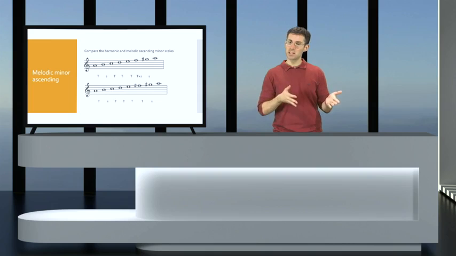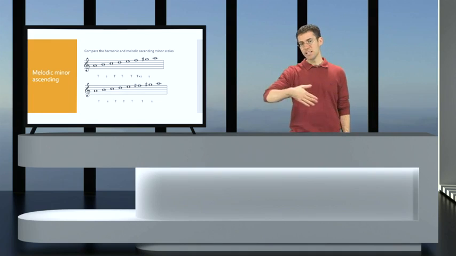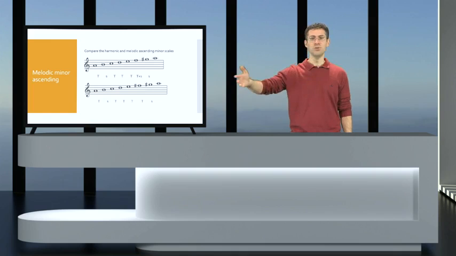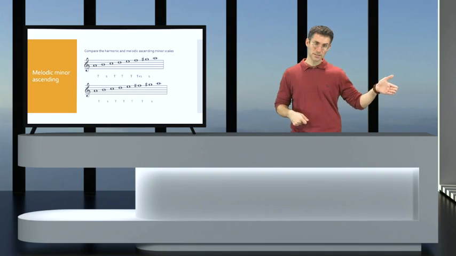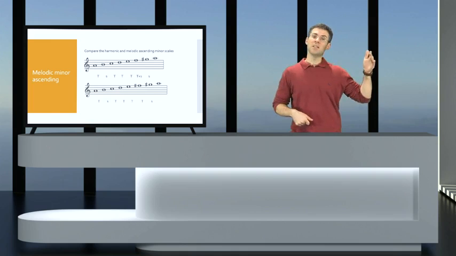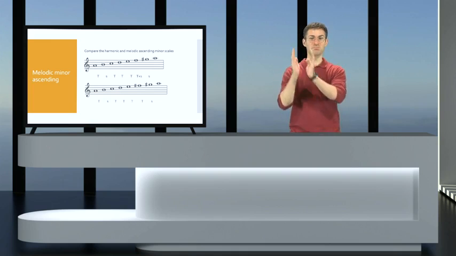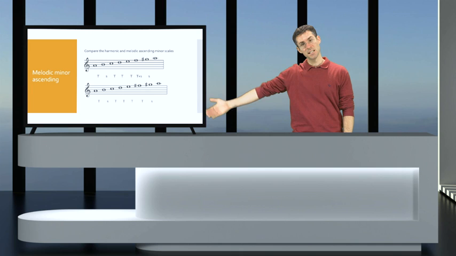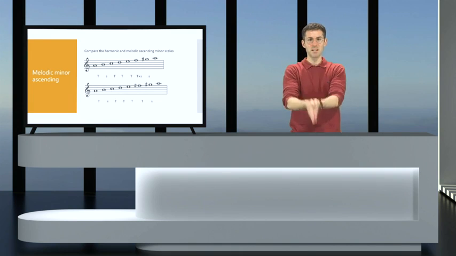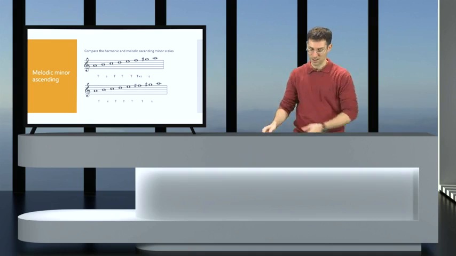Okay, melodic comes from melody. It means that this scale is used for writing melodies. The harmonic minor scale comes from the word harmony, and the harmonic minor scale is used mainly for writing chords. Okay? So the melodic minor scale is for writing melodies. The harmonic minor scale is for writing chords. That's where their names come from.